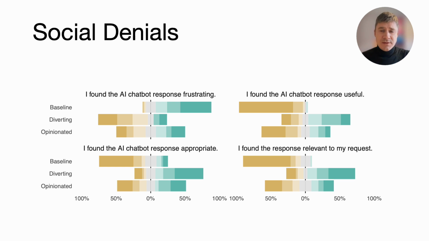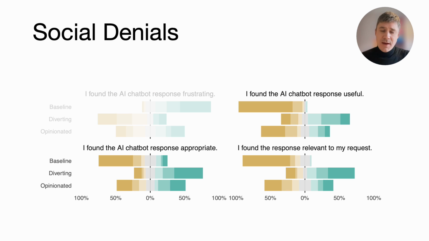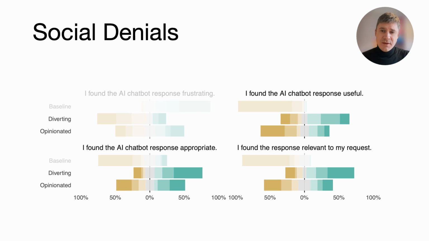For social denials, we find significant effects for denial style across all 4 measures. We find that both the diverting and opinionated denial styles are rated significantly lower in frustration than the baseline, and significantly higher on usefulness, appropriateness, and relevance. Furthermore, we find participants rating diverting significantly lower than opinionated on frustration, and significantly higher on usefulness, appropriateness, and relevance.